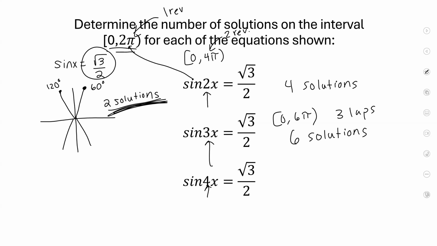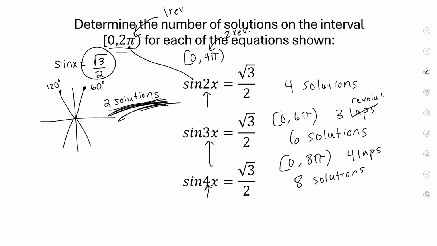This is 4. So this is going to be 0 to 8 pi. That's 4 laps. There's 2 solutions in each lap. This is 8 solutions. Now the proper term is not laps, it's revolutions, right? Okay. So basically, guys, what do you do every time? How do you know how many solutions you're going to have? Yep. So whatever it is, you multiply it by 2. So 2n. So if you have sine of n theta, you do 2 times n. Whatever this is, you multiply it by 2. That's how many solutions you'll have.